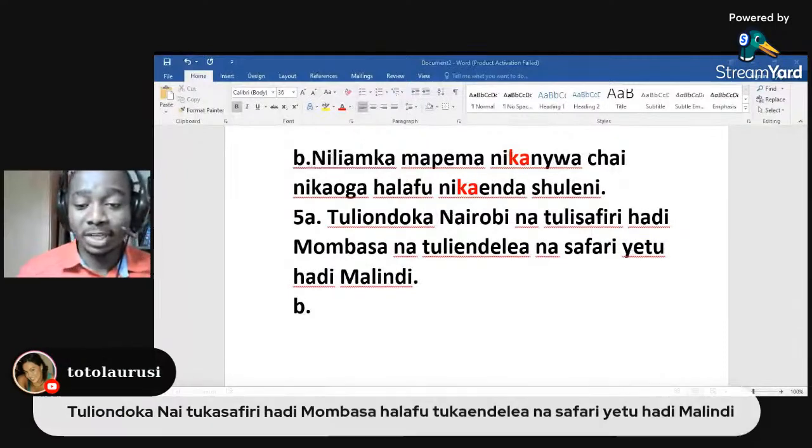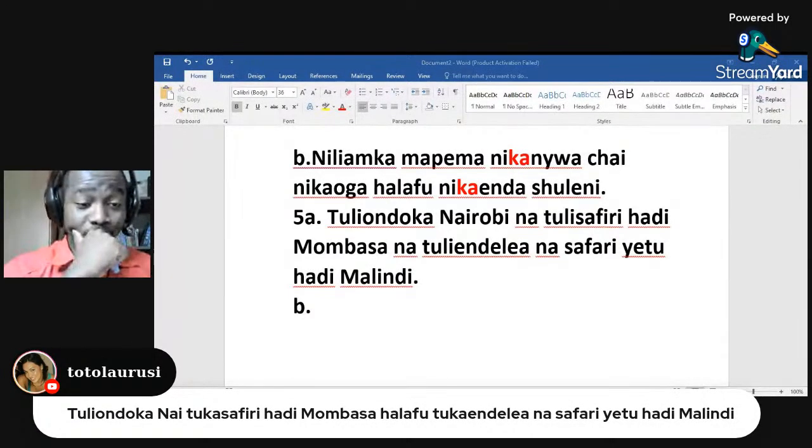Toto la Urusi ameandika tuliondoka Nairobi, tukasafiri hadi Mombasa, halafu tukaendelea na safari yetu hadi Malindi. Vizuri sana.